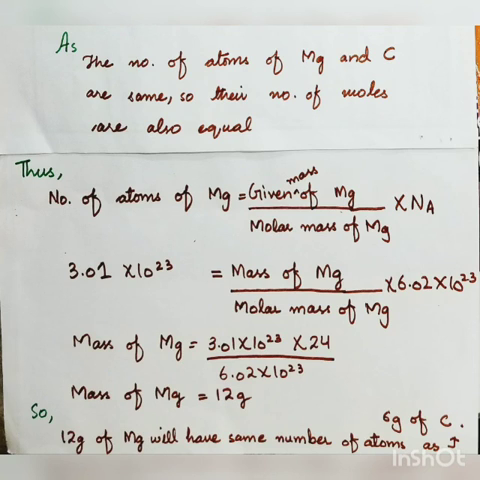As we know, molar mass of magnesium is 24. So we will get 3.01 × 10^23 multiplied by 24 over 6.02 × 10^23. So we will get 12 gram. So the mass of magnesium is 12 gram. 12 gram of magnesium will have the same number of atoms as 6 gram of carbon.